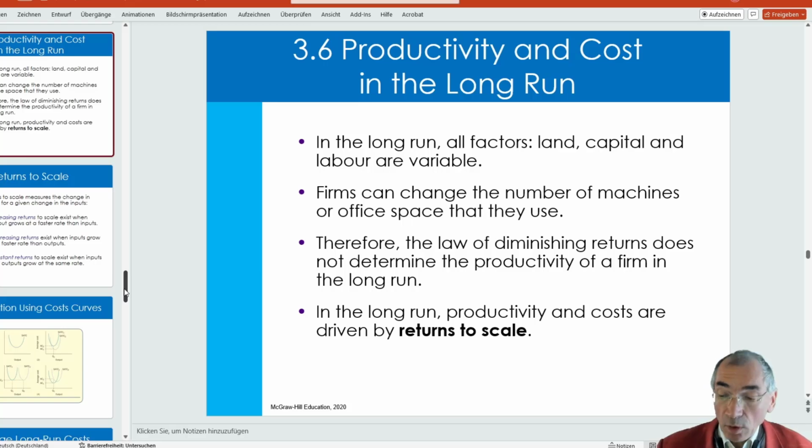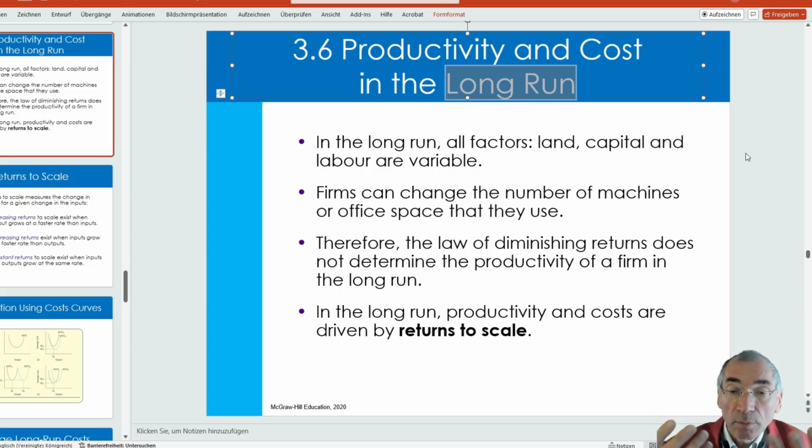Going ahead, we're not going to focus on chapter or part 3.5, but 3.6, productivity and cost in the long run. Again, our definition was, in the short run, there's only one variable factor, one production factor variable, and in the long run, all production factors are variable.